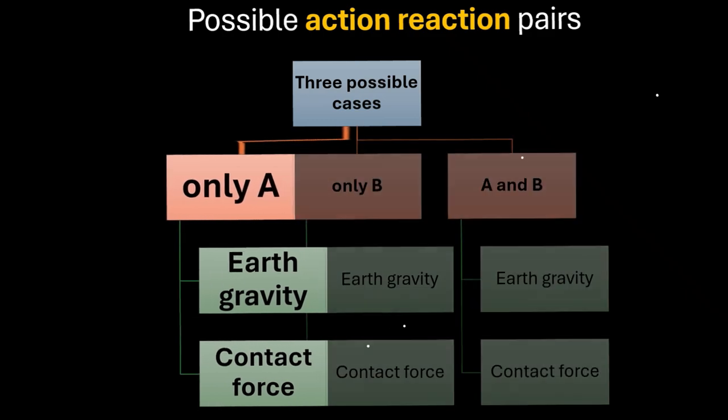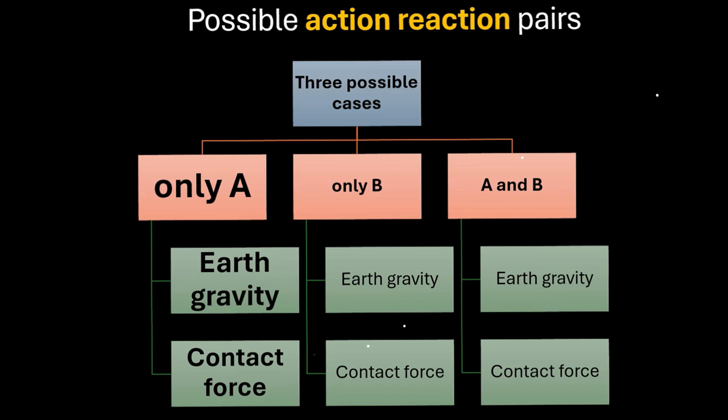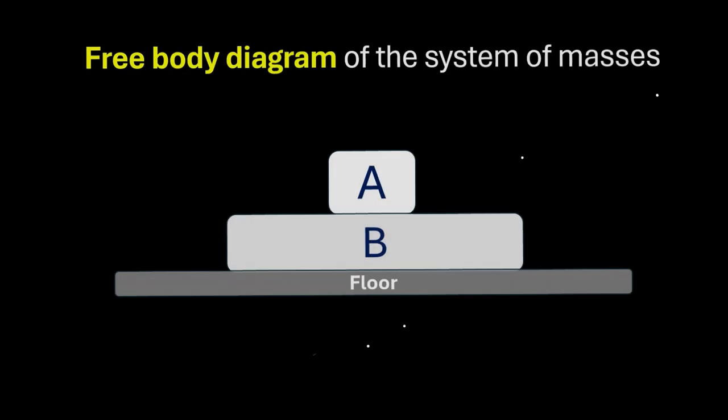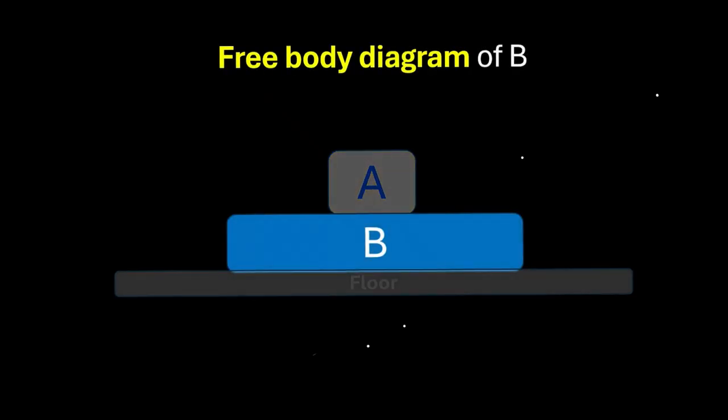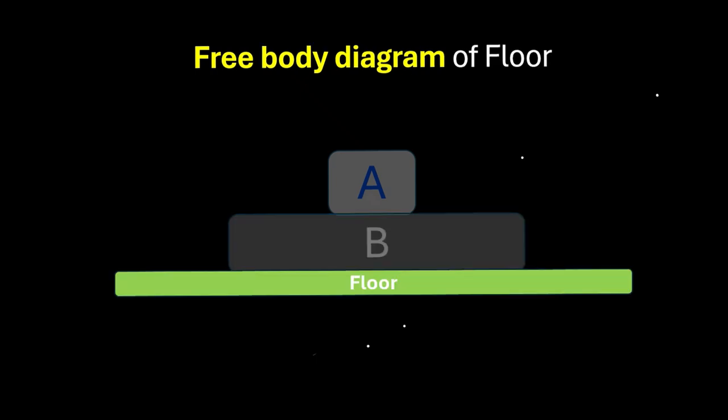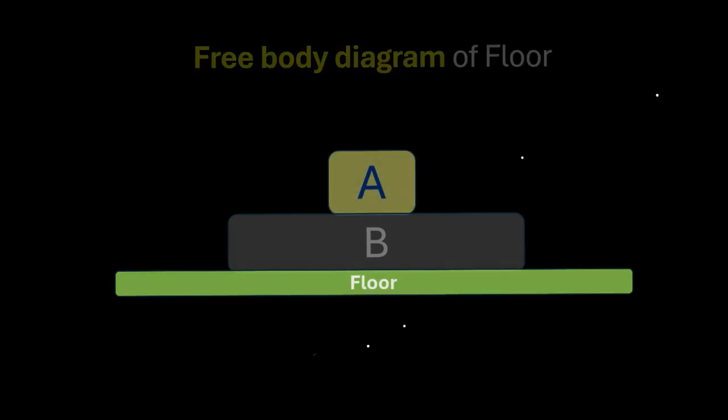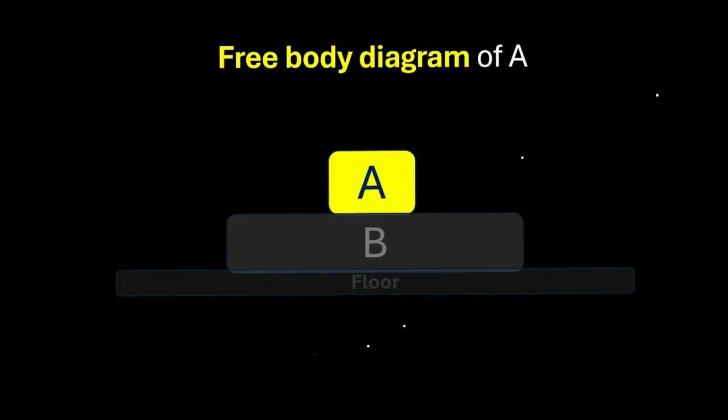Now, there's something in addition that I want you to know, which is about the free body diagrams of the system of masses. Okay. Now, how do we look at this? To draw the free body diagram of A alone, we'll first have to consider all the forces that are acting only on A, and then the free body diagram of B, and also the free body diagram of the floor. Okay, so I'll do A and B, and you'll have to do the floor on your own. And please get back to me on that.